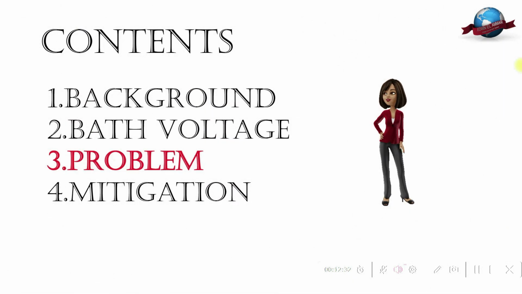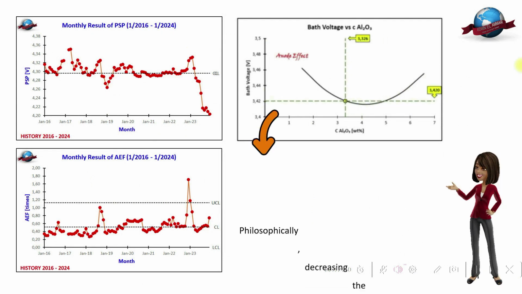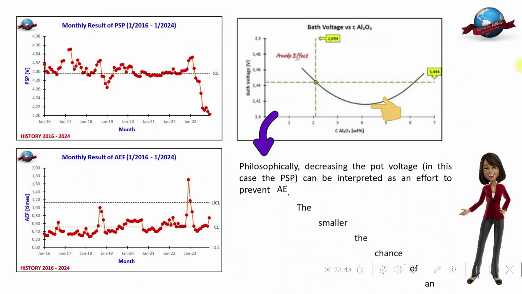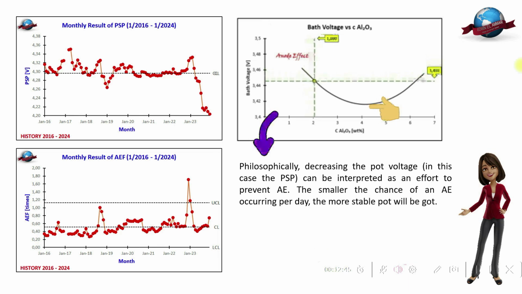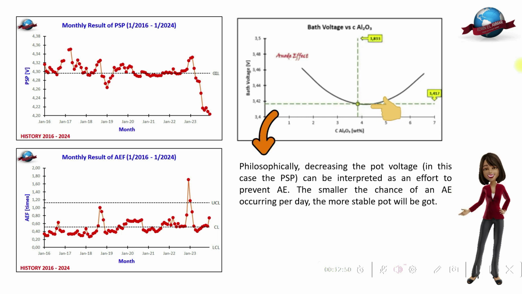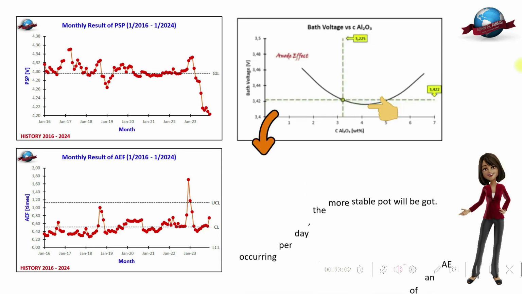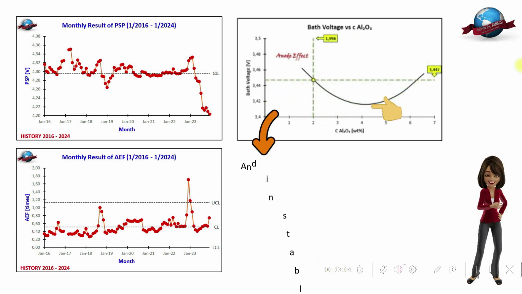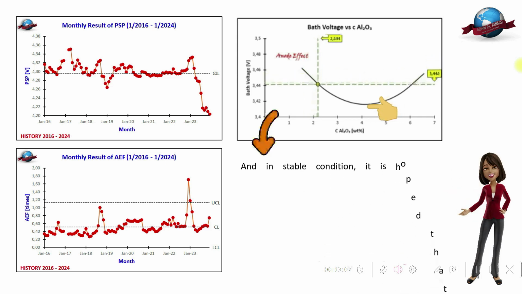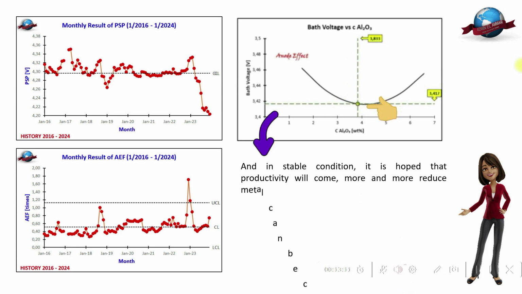Three. Problem. Philosophically, decreasing the pot voltage, in this case the permanent set point, can be interpreted as an effort to prevent anode effect. The smaller the chance of an anode effect occurring per day, the more stable the pot will be. And in stable condition, it is hoped that productivity will come, more reduced metal can be collected, current efficiency rises and net anode consumption goes down.